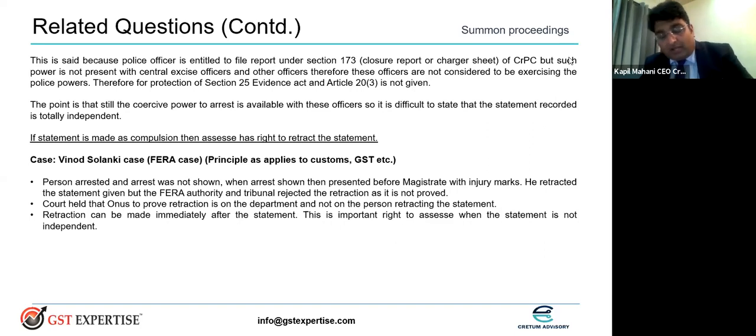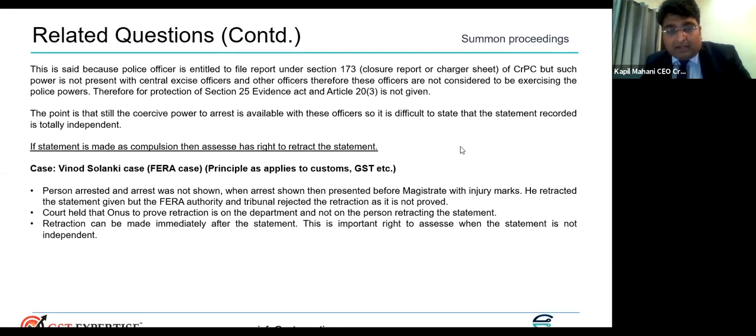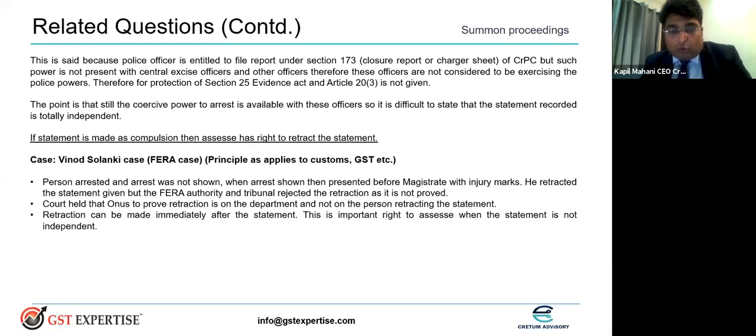What is more important is that it generally happens when the department asks you to give a more one-sided statement, accepting certain facts which the department wants, and they may create pressure and terror while you make the statement. So one point is whether I can retract the statement which I have given.